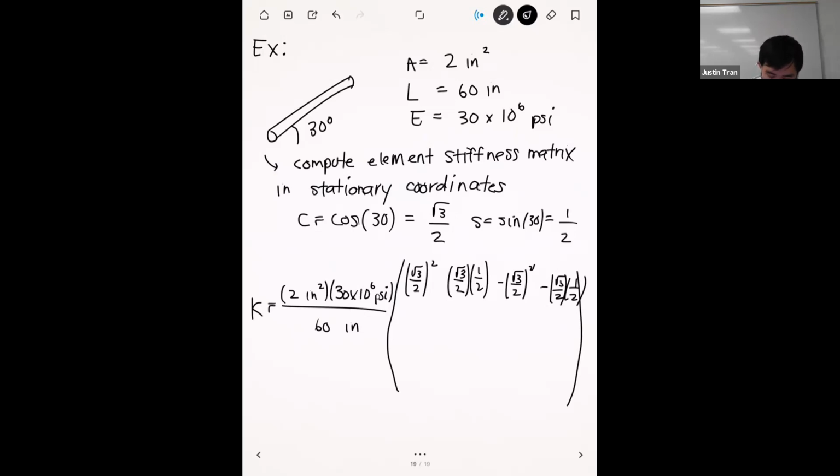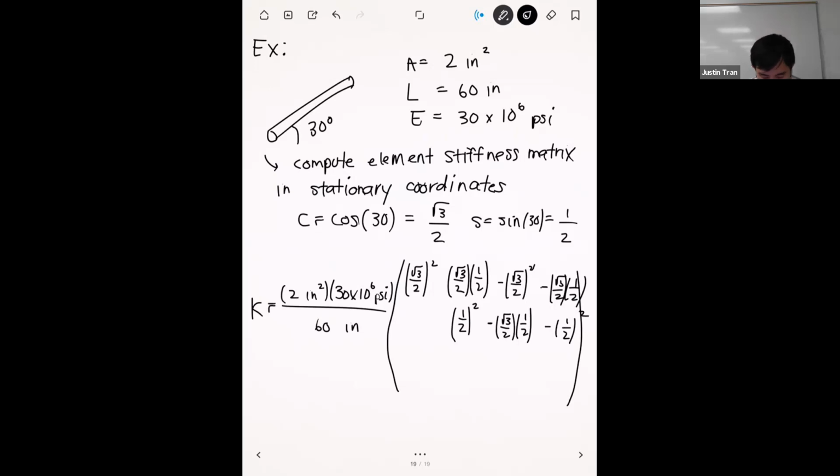And so I'm just going to do the upper half of this matrix because it's symmetric. And so the next thing we have is sine squared. So sine squared, we have 1/2 squared. Next, we have minus cosine times sine. And so we have minus √3/2 times 1/2. And then finally, we have minus sine squared. So we have minus 1/2 squared.